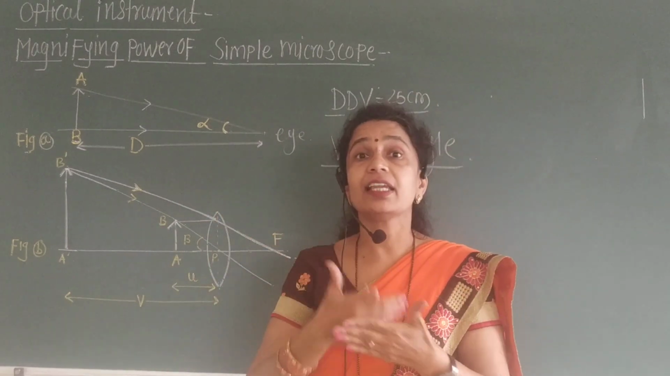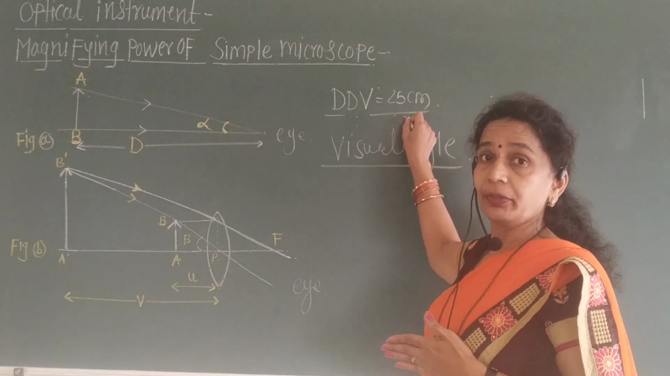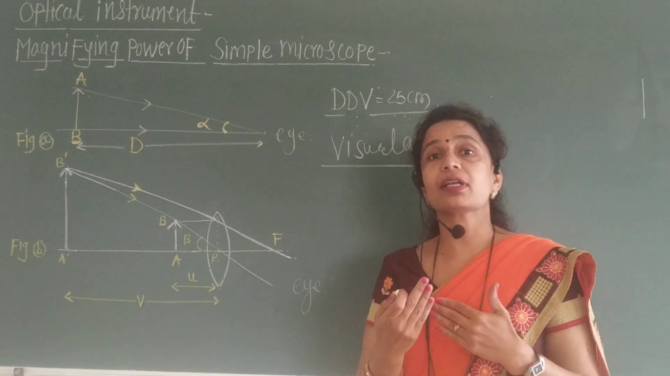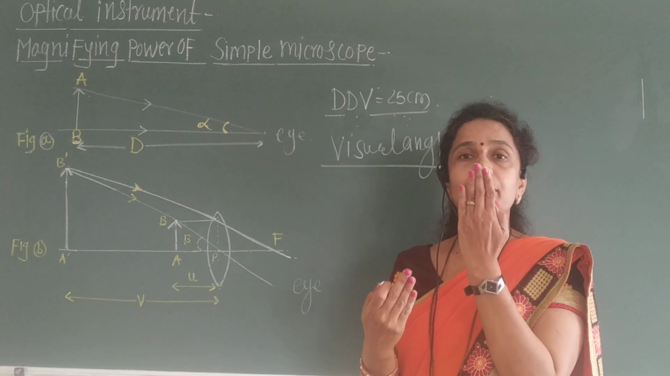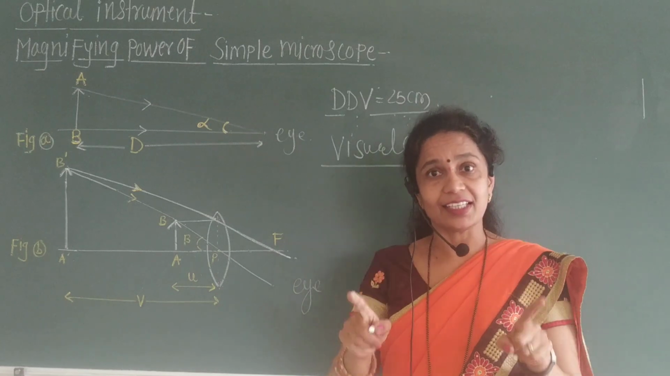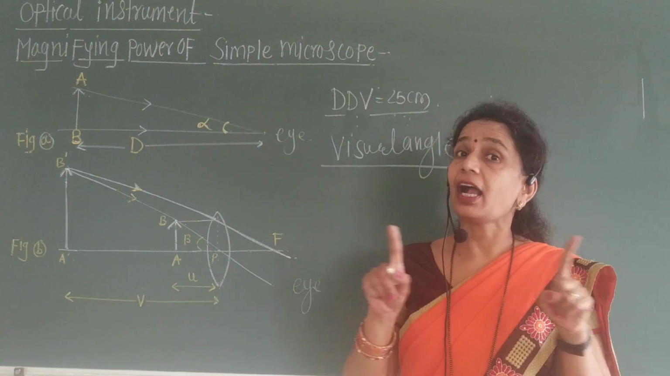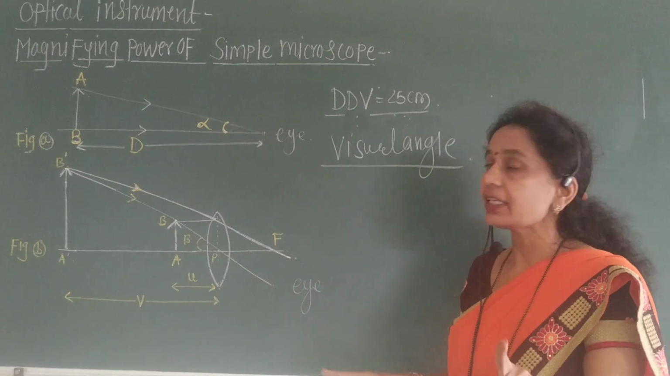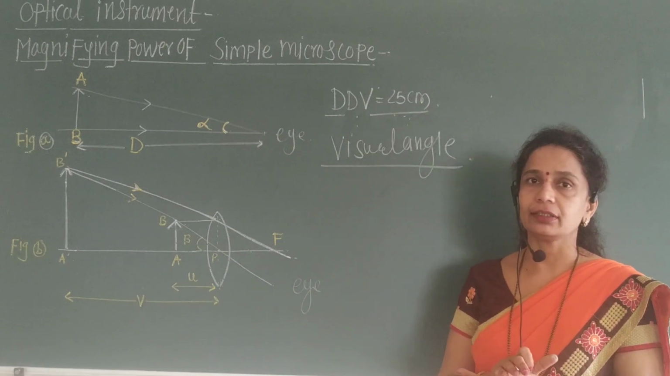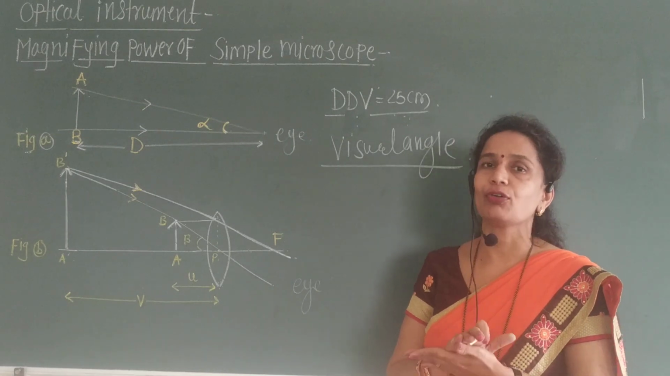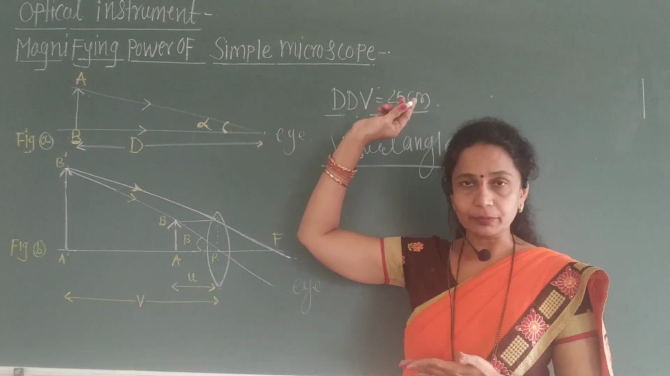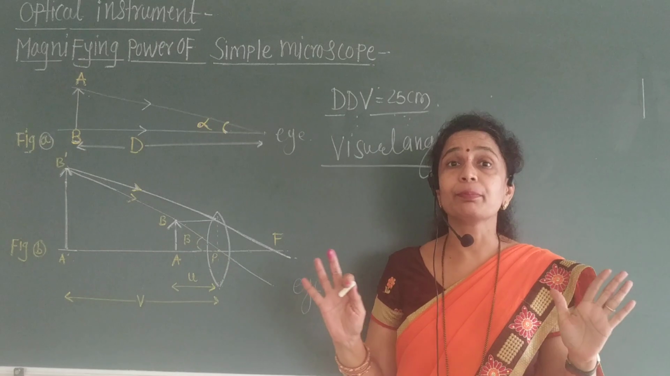When the distance is less than DDV, meaning less than 25 centimeter, if we hold an object closer than that and try to see it, our eyes get strained. Means when the distance is less than DDV, our eyes get strained, and in that case we have to use a convex lens of small focal length, and that convex lens of small focal length is called a simple microscope. Already you are familiar with this simple microscope.